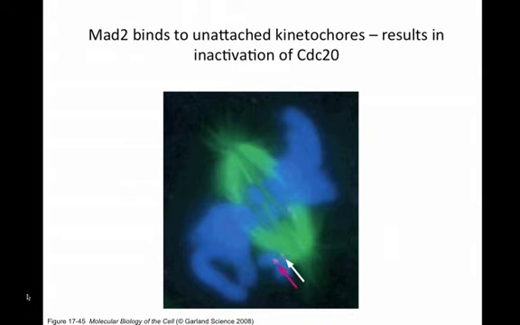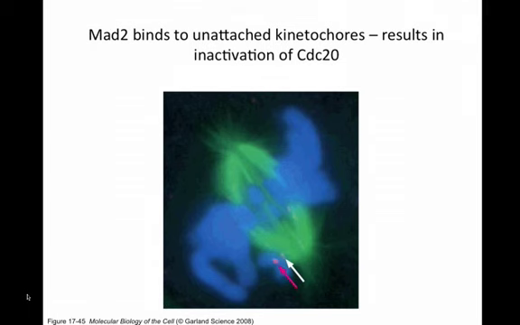I understand. Okay. So this right here is MAD2. See that red dot right there? So MAD2 binds to the unattached kinetochore because this kinetochore here is not attached to the mitotic spindle. Notice there's no MAD2 up here. These are all properly attached.